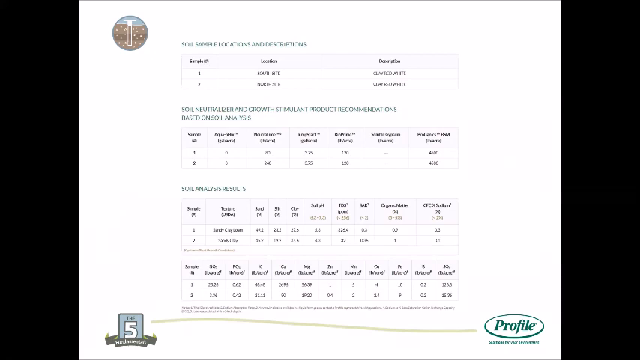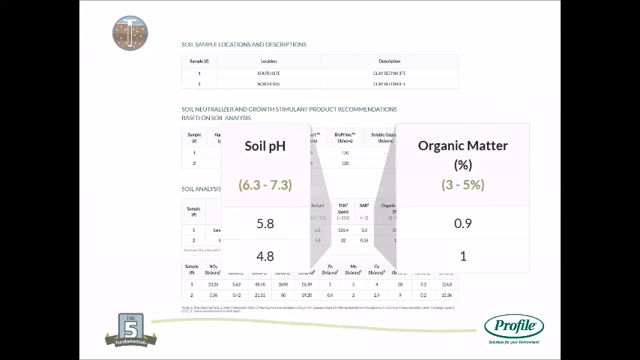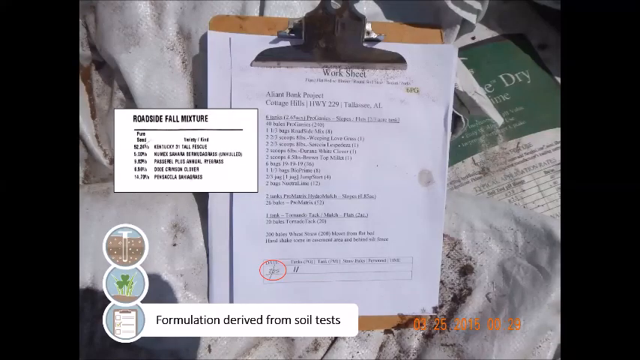So we get the soil tested. We come up with an amendment plan with corrective amendments to treat the soils how they need to be treated to thrive long term. So the pH was slightly acidic, 4.8 to 5.8. So adding some agricultural lime, adding some fast-acting lime was necessary, and the organic matter was very, very low, 0.9% to 1%. So much lower than we typically would like it to be. We come up with a mixture that is needed.